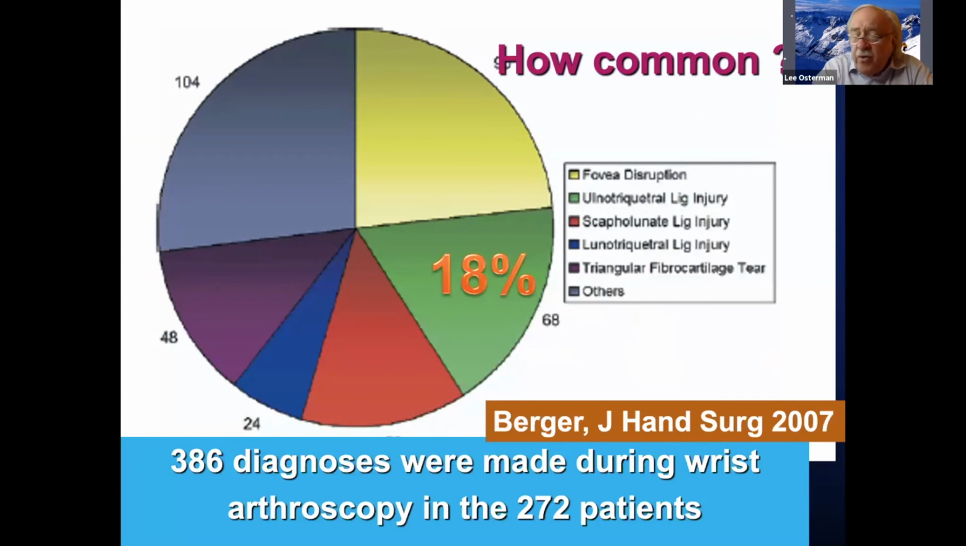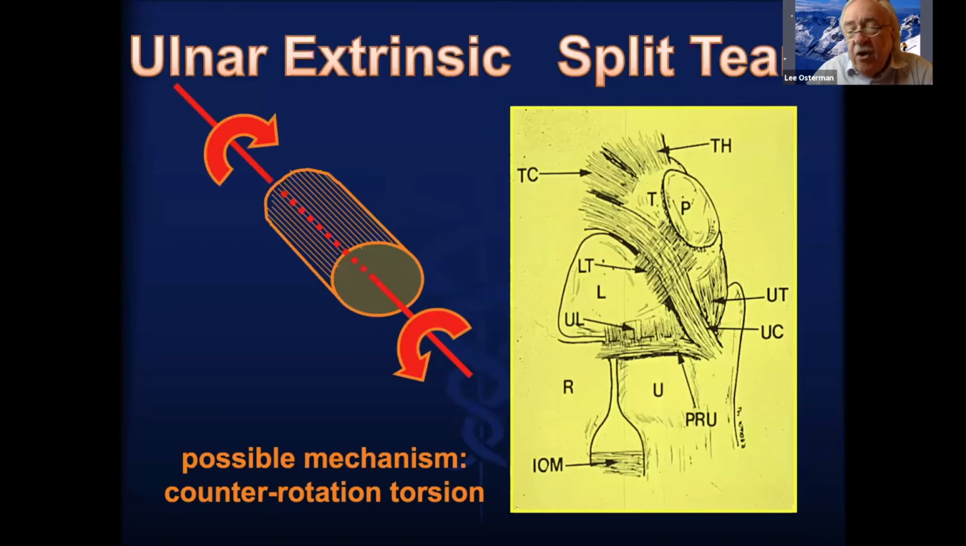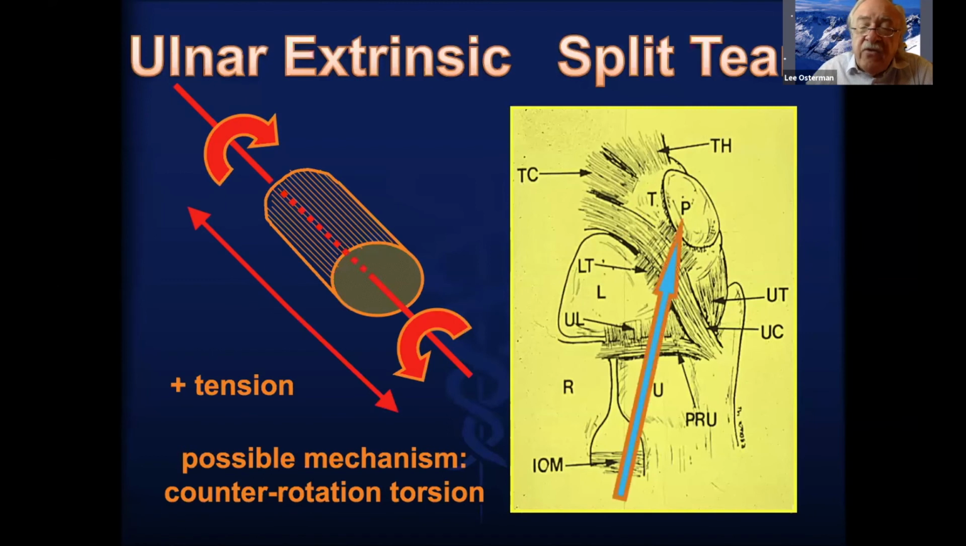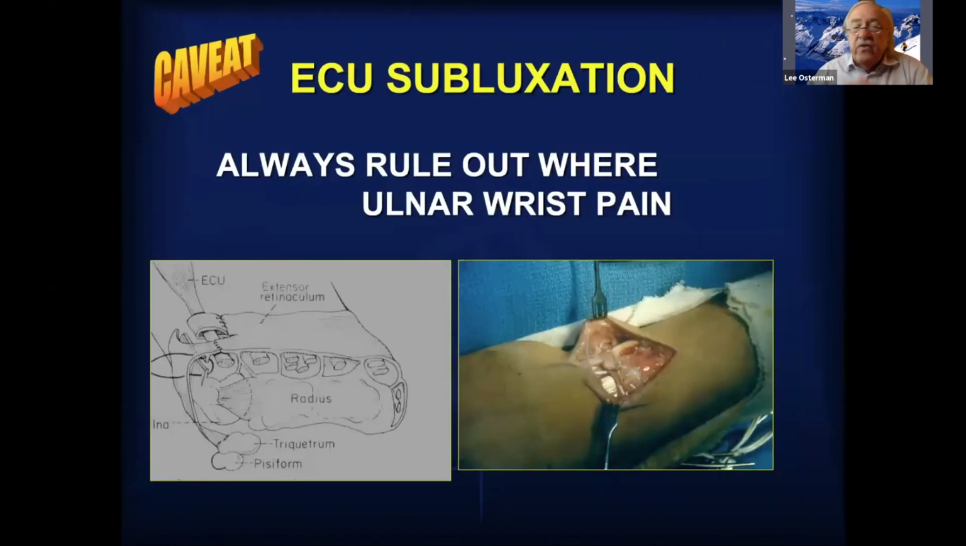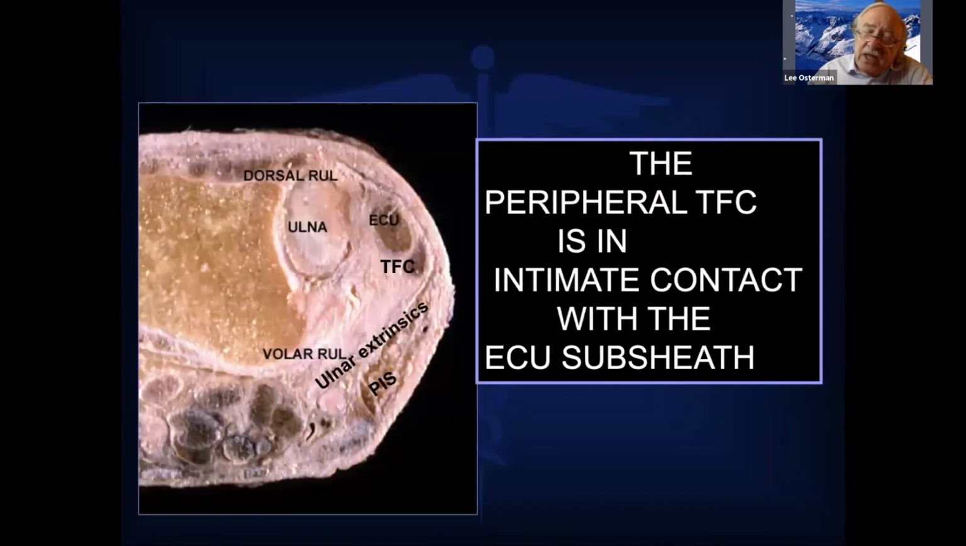How common is this? Dick Berger has really been the champion of this, and he taught me and has shared many of our thoughts on this in his large series of a number of diagnostic arthroscopies. It accounted for 18% of the lesions that he found. And this was this tear between those two ligaments, which is where the torque tension goes on the ulnar side of the wrist. Again, I just want to emphasize always, I don't care if you're doing wrist arthroscopy or open, if you have ulnar wrist pain, do and examine the ECU for ulnar subluxation because it's intimate with the TFC peripherally and with the distal radial ulnar joint.